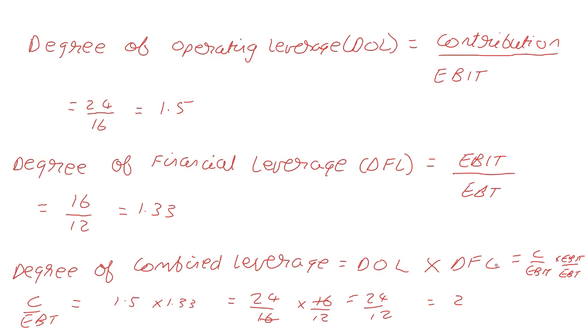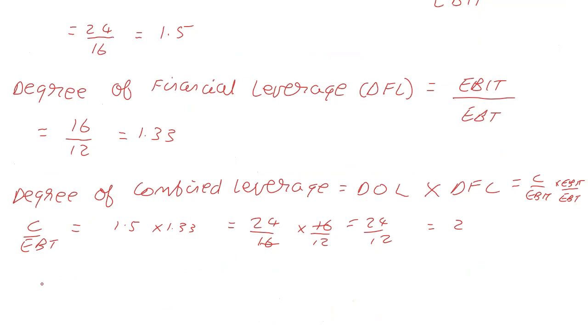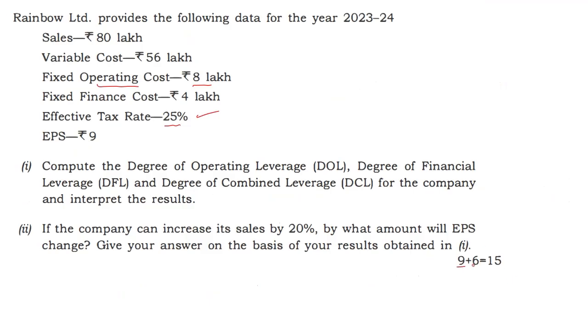So degree of operating leverage is 1.5. Degree of financial leverage is 1.33. And degree of combined leverage is 2. Doing this much is going to earn us 9 marks.